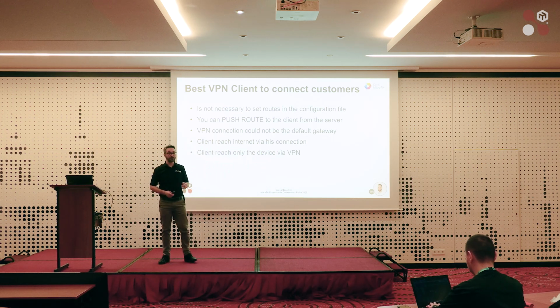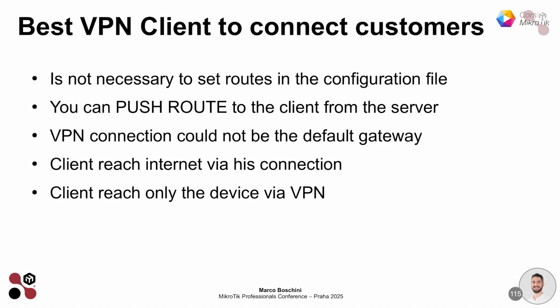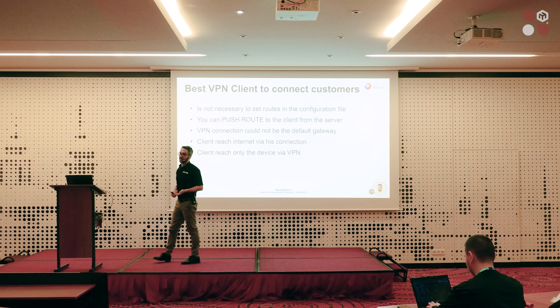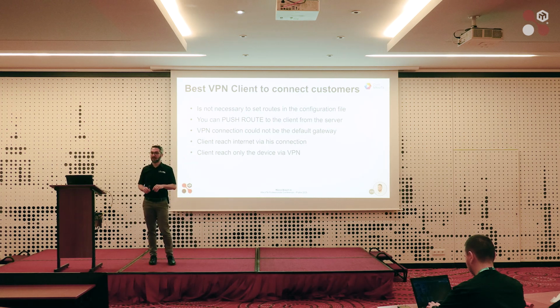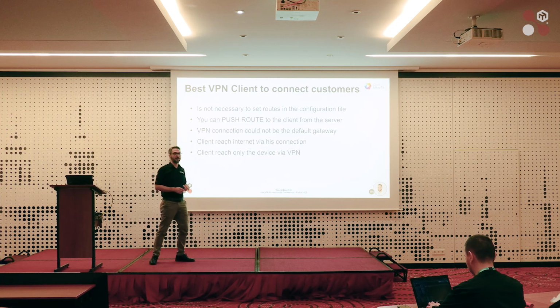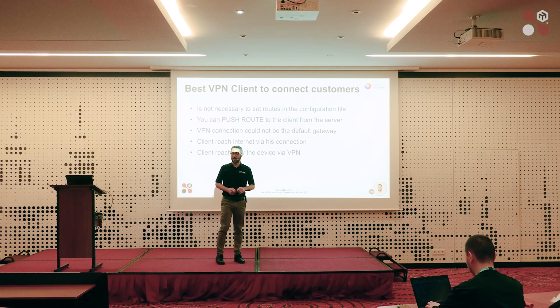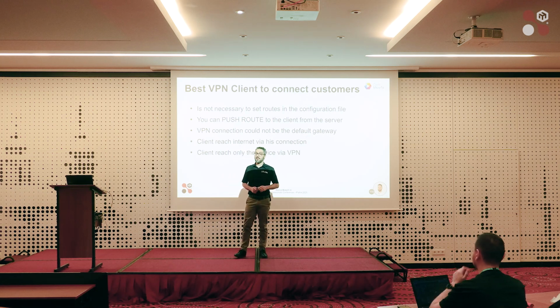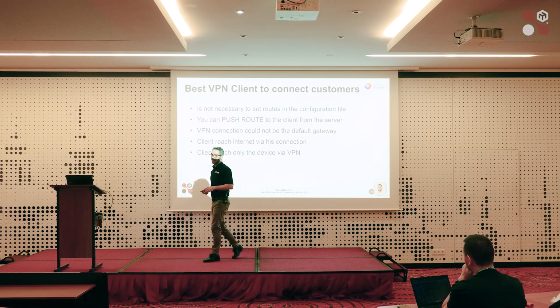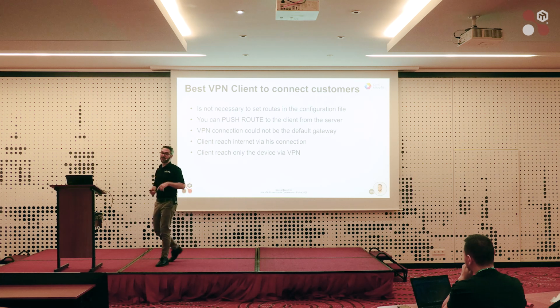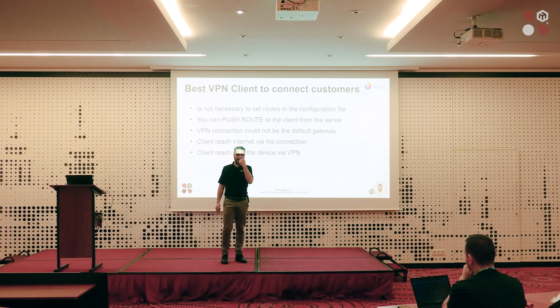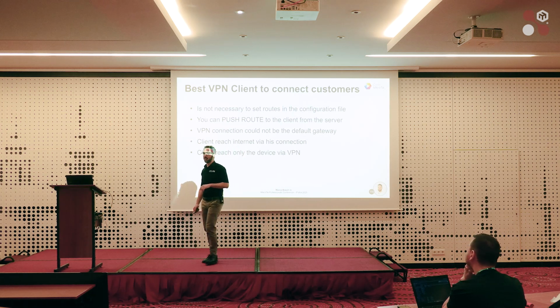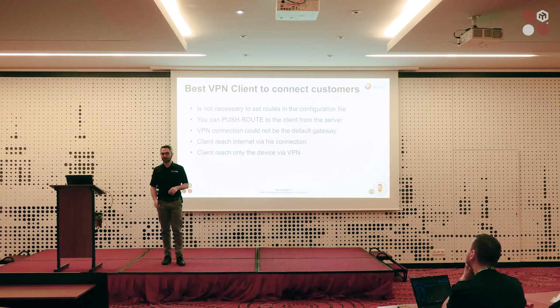inside the VPN. With OpenVPN, starting from version 7.14, you can push routes to the client from the server dynamically without writing the specific routes on the client side. And the VPN connection cannot be the default gateway in that case. The client reaches the internet via his own connection and reaches only the devices that you need via VPN.